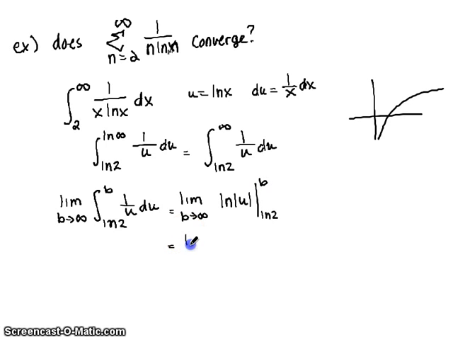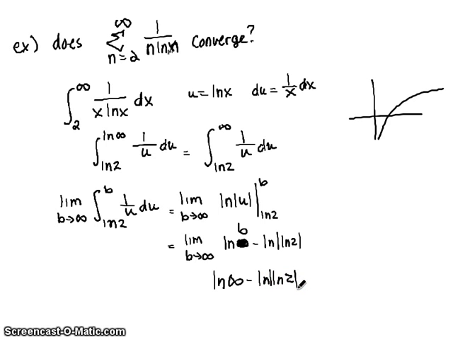So we're looking at the limit as b goes to infinity of the natural log of, I'm sorry, that wouldn't be an infinity yet. This would still be a b. Natural log of b minus the natural log of the natural log of 2. But as we take the limit as b goes to infinity, then we're looking at the natural log of infinity minus the natural log of the natural log of 2.